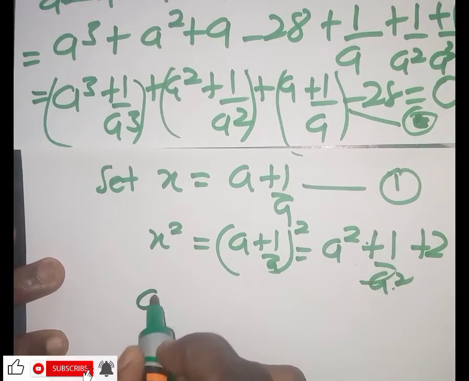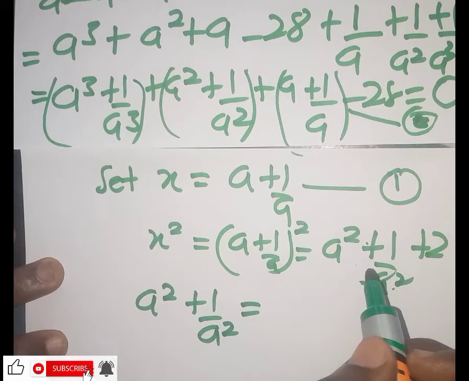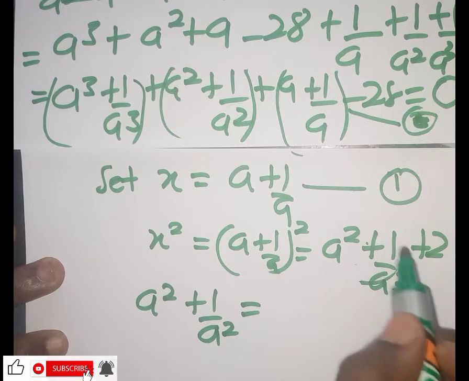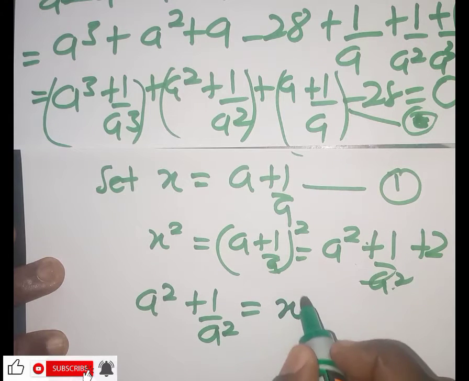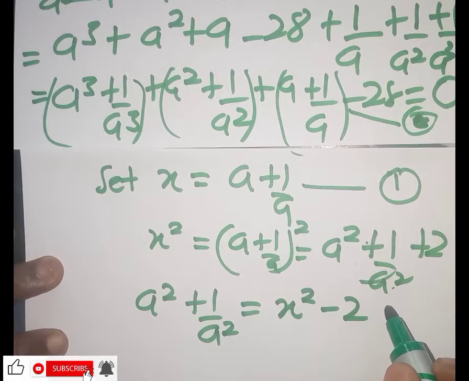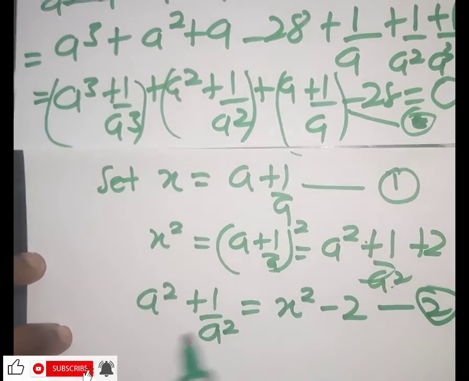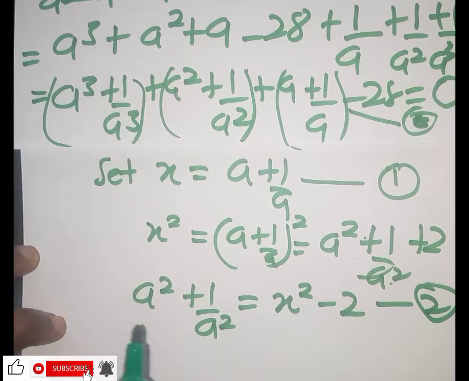Let's make that the subject. So we have a squared plus 1 over a squared, and that will be equal to, now let's send everything to the other side, s squared minus 2. So you can see that, let's call this one equation 2, right? Now you see that with this equation we'll be able to derive this equation out of it.